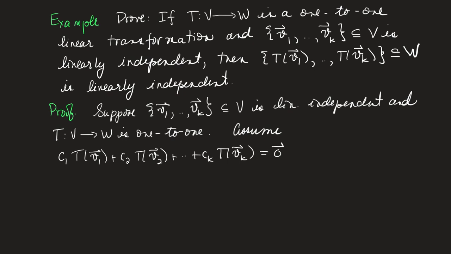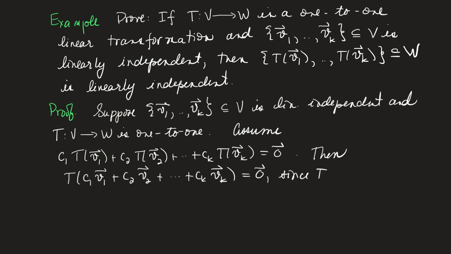Now, T is a linear transformation, so that means that all of the scalars can come inside, and it also means that T can come outside the sum, so I can rewrite this. So since T is linear, I can rewrite it like that. So let's rewrite that, since T is a linear transformation.